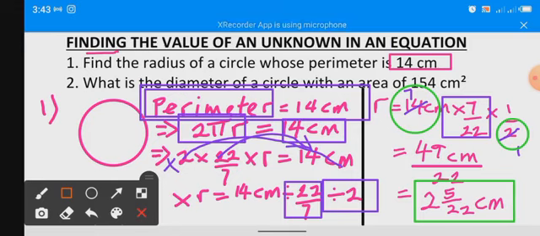Also I want to tell you that times r is the same thing as r, but we don't need to write the times. So plus 2 is the same thing as 2, times 2 is the same thing as 2. So that's it. We've found our radius. Our radius is 2 whole number 5 over 22 centimeters. Now let's move to the next question.